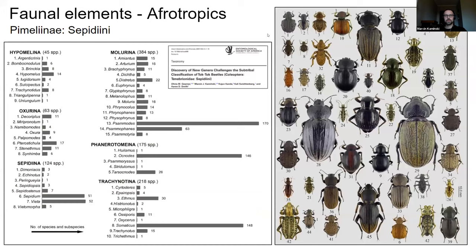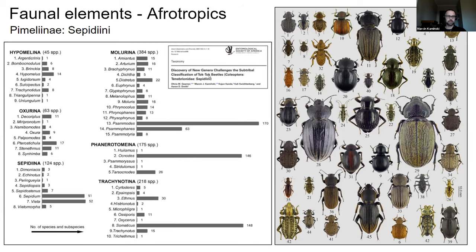Nevertheless, the group contains over 1,000 species, and species identification is really challenging, especially when we are talking about the most diverse genera. So Molurus with 170 species, Ocnodes with nearly 150 species, and Somaticus also almost 150 species. This unfortunate state of things, so the bad taxonomic state of this group, Olivia is trying to change by studying the phylogeny and taxonomy of this group. If you are interested, you can check out her newest paper on the phylogeny of that group.